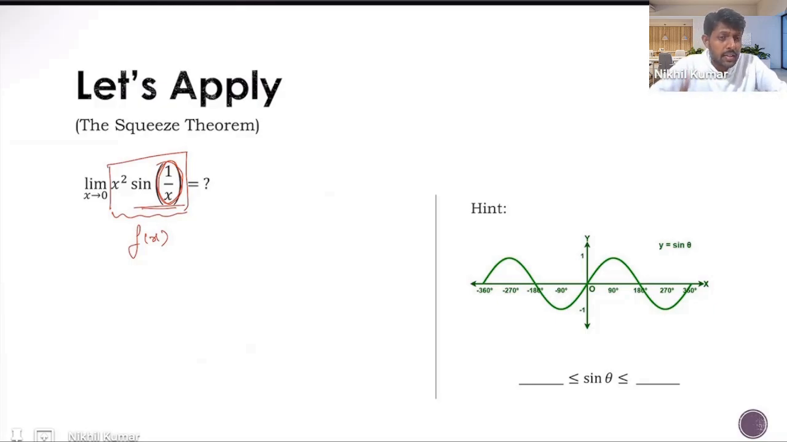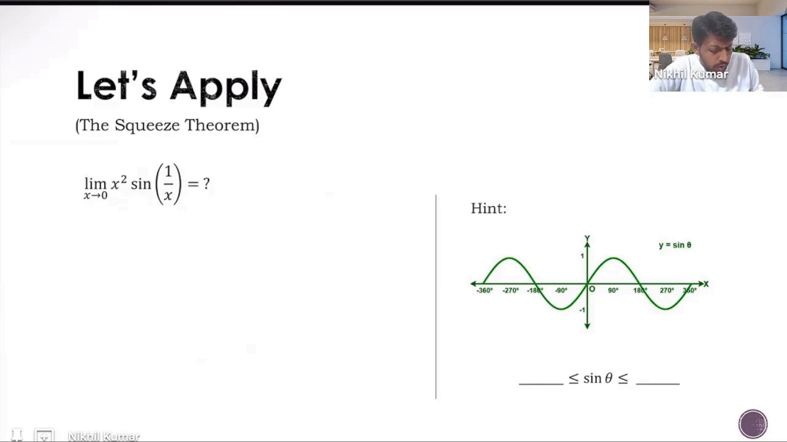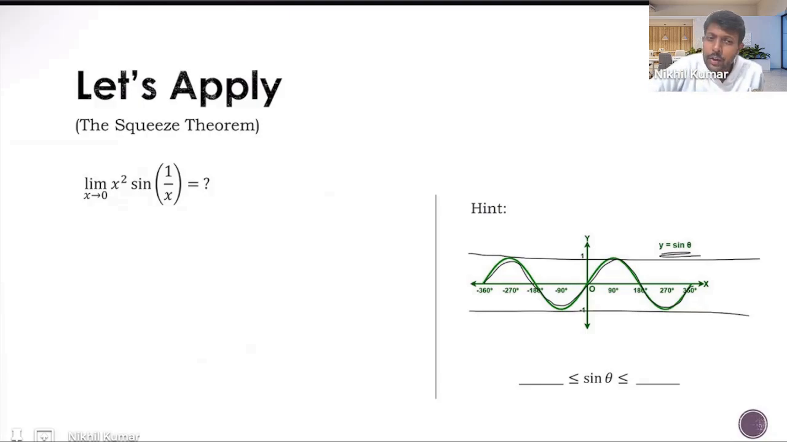How do we apply this? Pay close attention. Look at the right hand side. There's a hint given to you. The hint says that if we plot sine theta, I'm sure you all know this is how the graph of sine theta looks like. Sine theta is a bounded function, okay? Its value fluctuates between two extremes. Such functions are called bounded functions. Can you identify those two extremes?